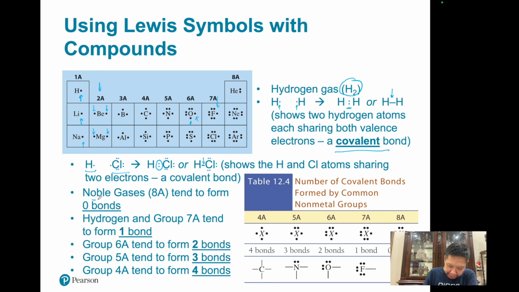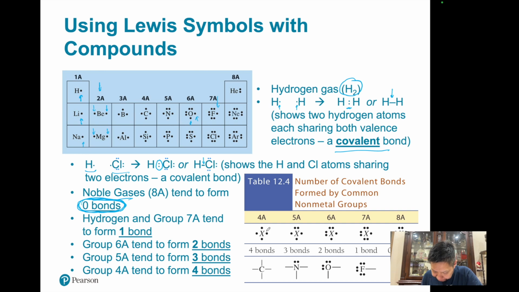Again, the noble gases tend to not need to have any bonds because the noble gases already have 8 electrons, so there's no reason for them to share electrons or even steal electrons or give up electrons. They have 8. Except for helium, they all have 8, so they're just happy the way they are. But you can see the trends though, right?